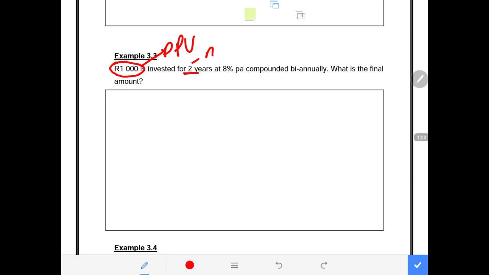Take note of that. Biannually means twice a year, or every 6 months. Then it asks what is the final amount, and we know that the final amount is the future value that we are looking for. We are given the present value, n, the interest percentage, and the frequency of compounding in a year. So we need to calculate the value at the end of the period, which is the sum accumulated.